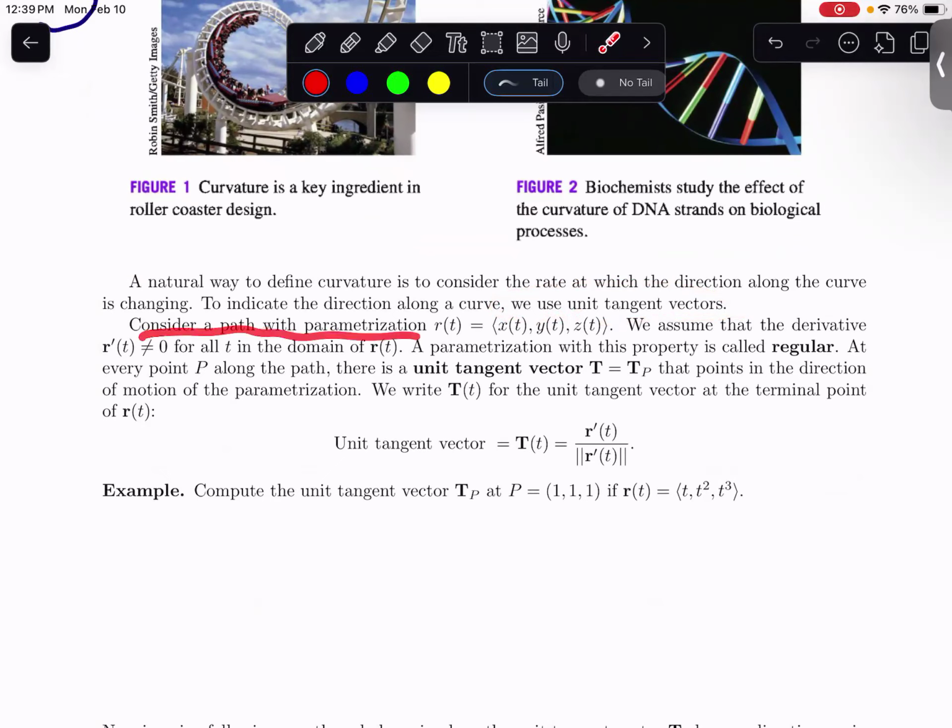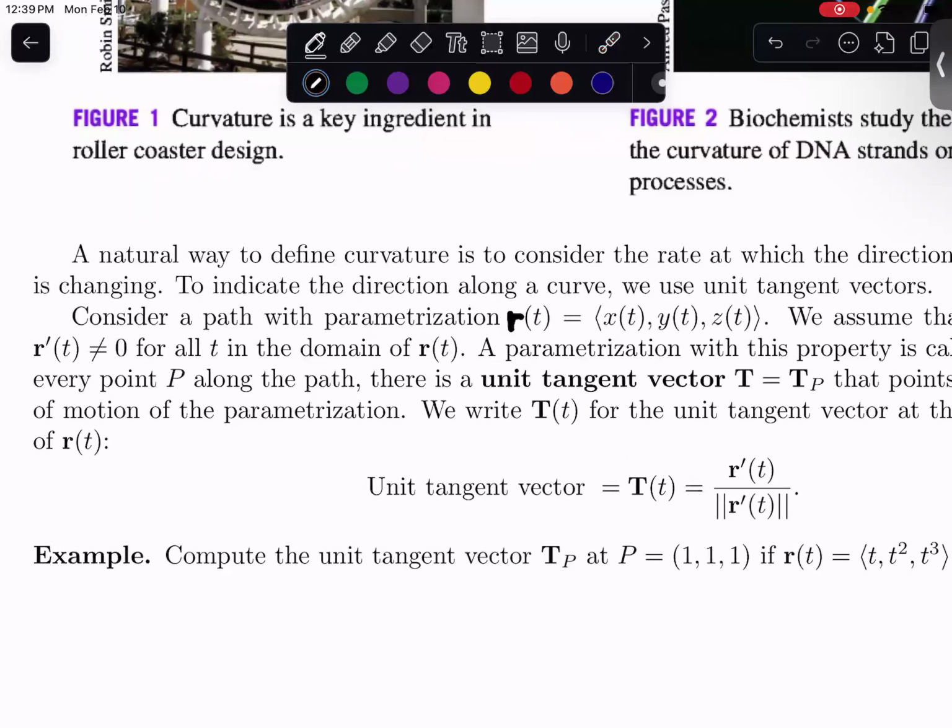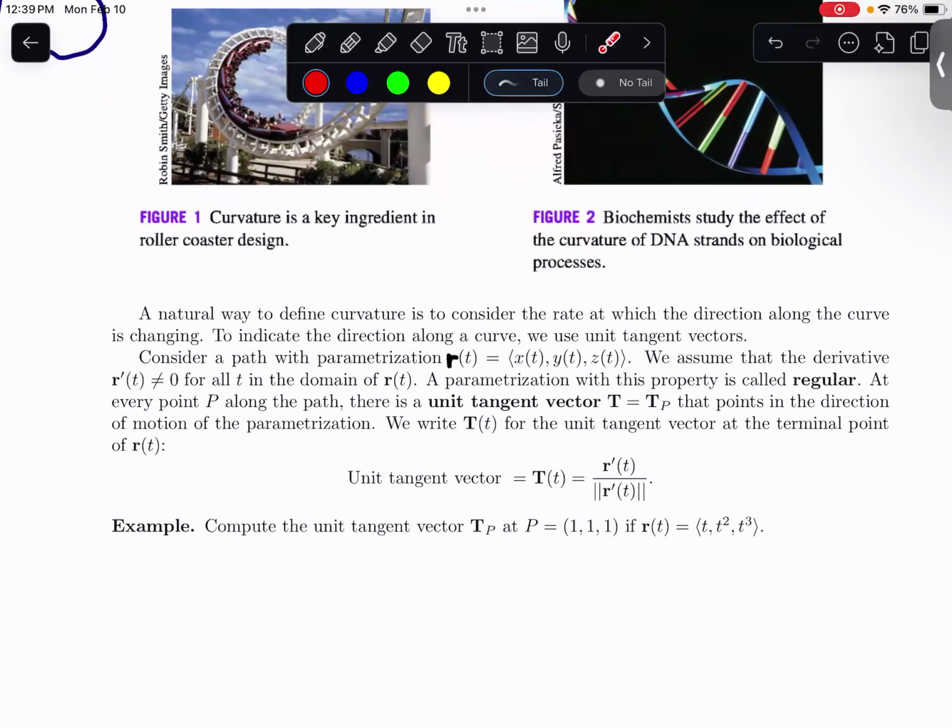So consider a path with parameterization r(t) given by x(t), y(t), and z(t) in its components. We're going to assume that the derivative is non-zero for all t in the domain of r(t). And this r(t) should be bolded. It's not a huge deal, but the r(t) it mentions here is the same one that it has here. So a parameterization with this property is going to be called regular. I think the word regular might show up on a homework or two, but I'm not going to ask you on the exam to define what a regular curve is. It just means that the derivative is non-zero for all t in the domain.